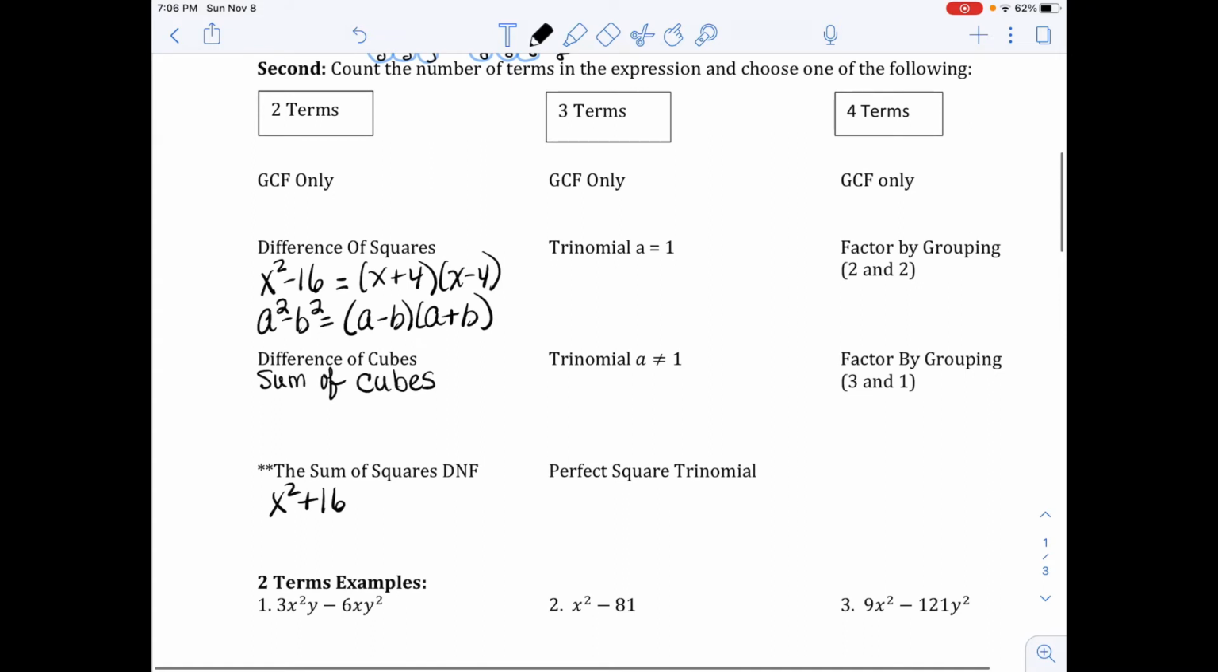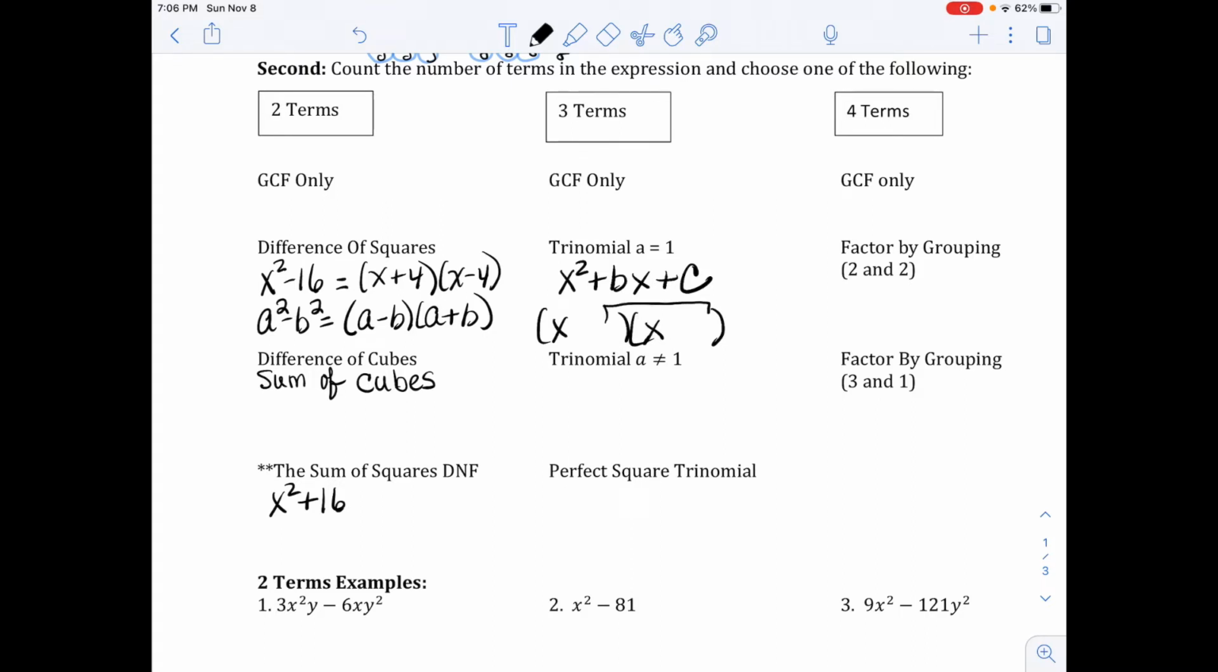Okay. What if it's 3 terms, right? Well, you can again begin with GCF, and then after that, you're looking at the type of trinomial that it is. So is it an x squared plus bx plus c, where you have a lead coefficient of 1? And if so, then it factors into 2 binomials. And remember our pattern, these 2 numbers have to multiply to c and add to b.